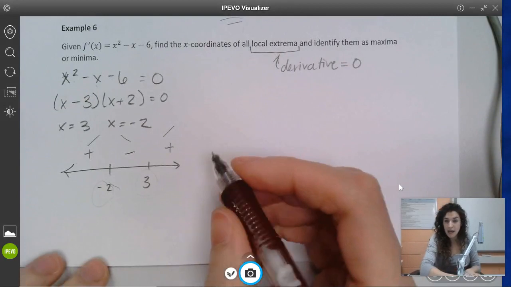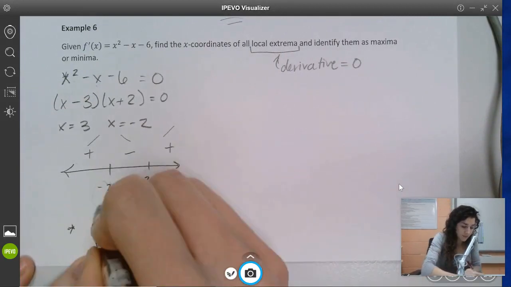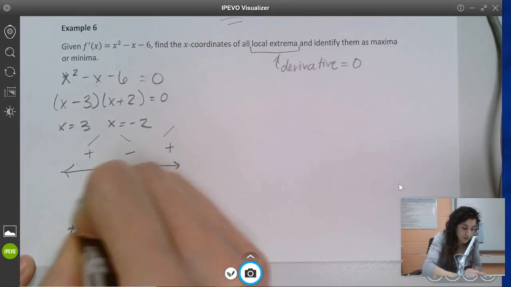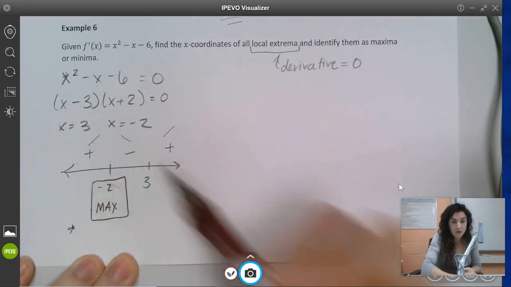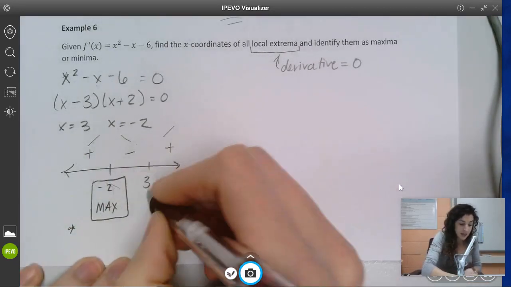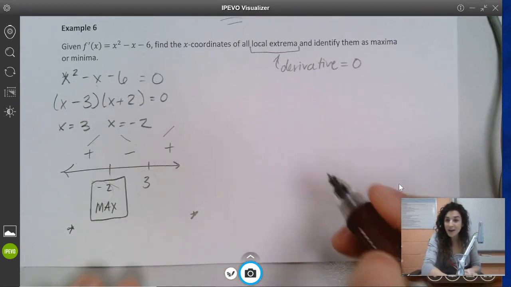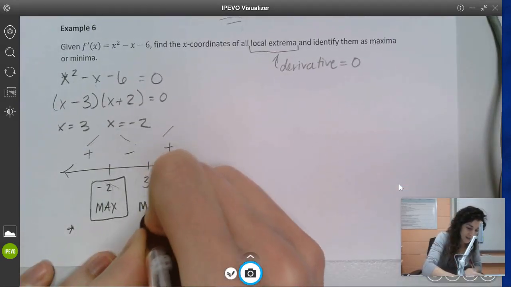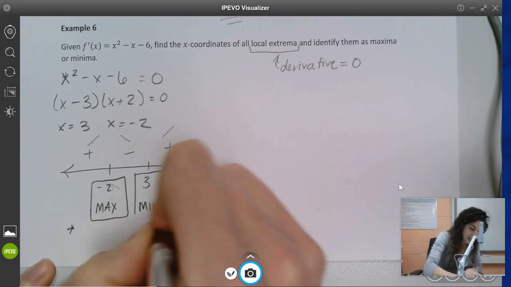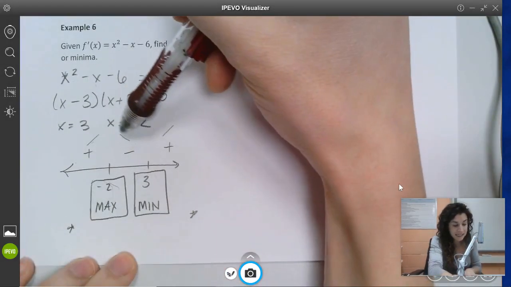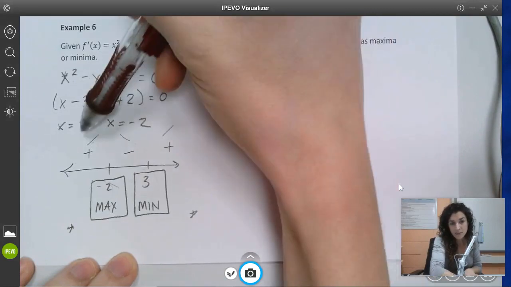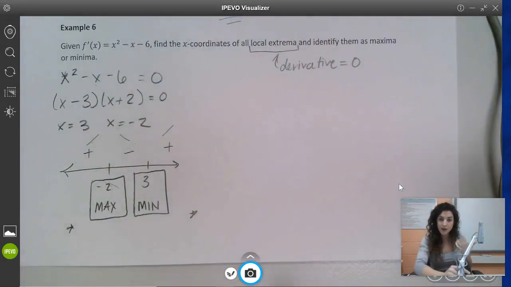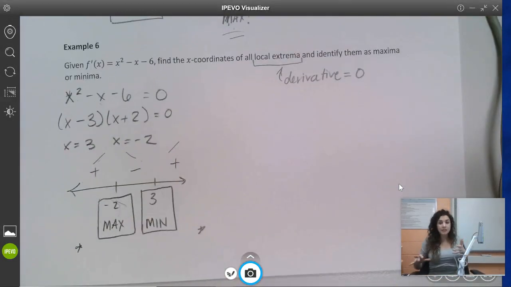Negative 2 must be a what? Negative 2 is a maximum. We went up first and then we went down. 3 must be a what? 3 is your minimum because we went down first and then we went back up, creating a bowl as opposed to a mountain.